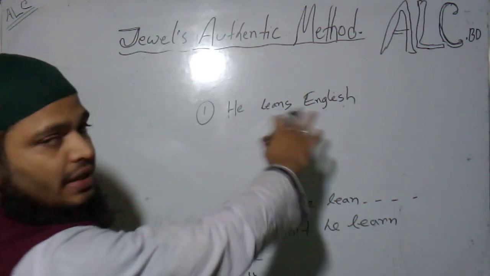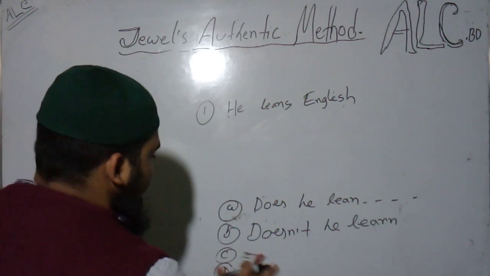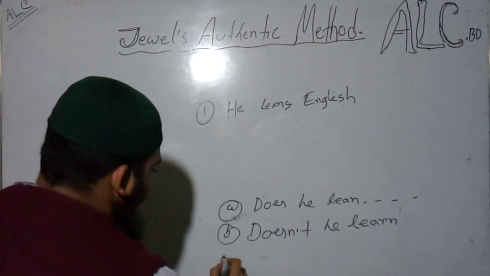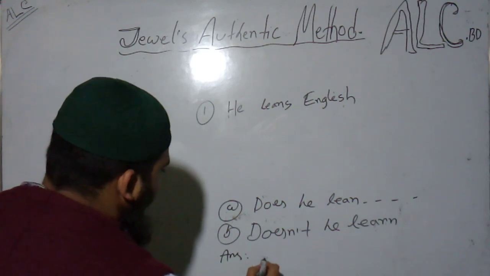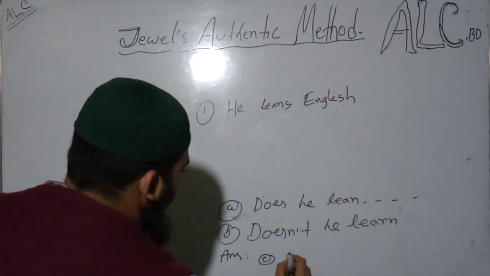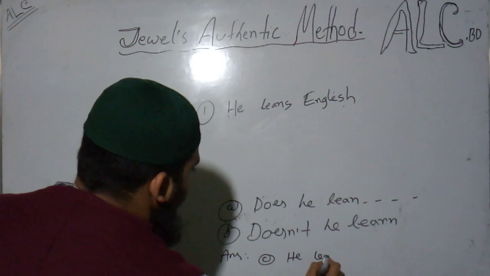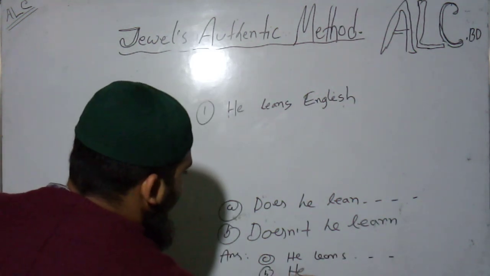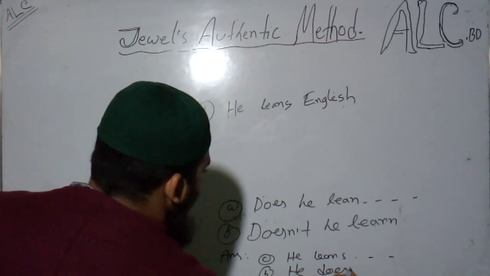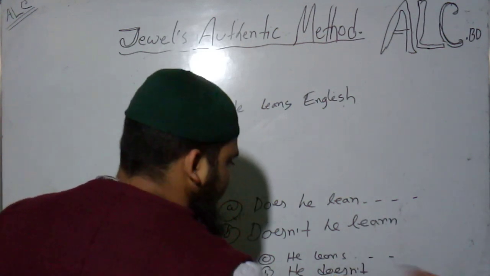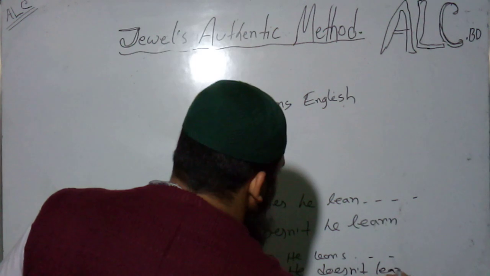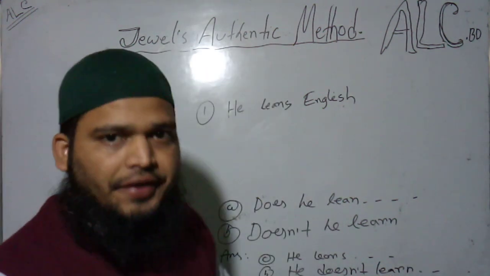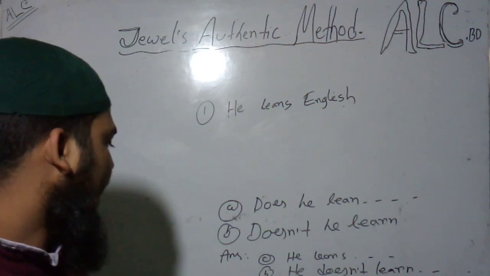Suppose affirmative is here already, but negative will be in answer. He learns dash dash. He doesn't or does not learn dash dash. So in this way I have just arranged it to help you understand better.